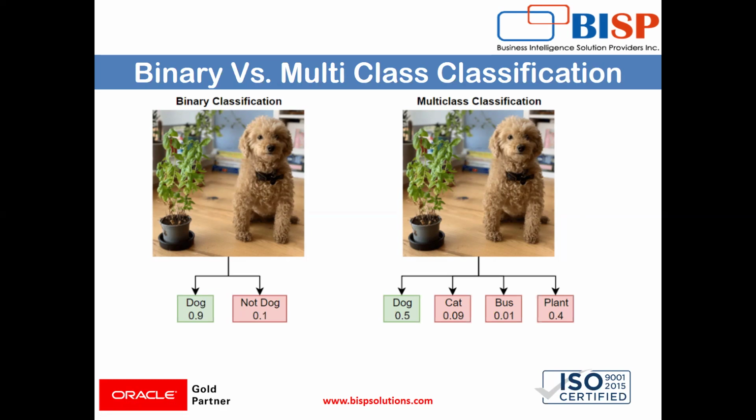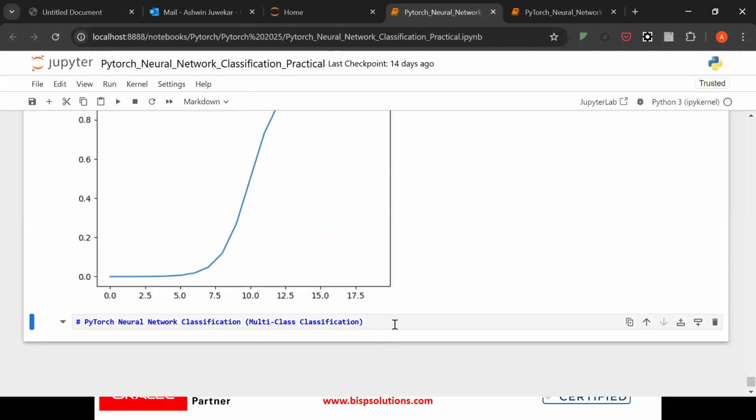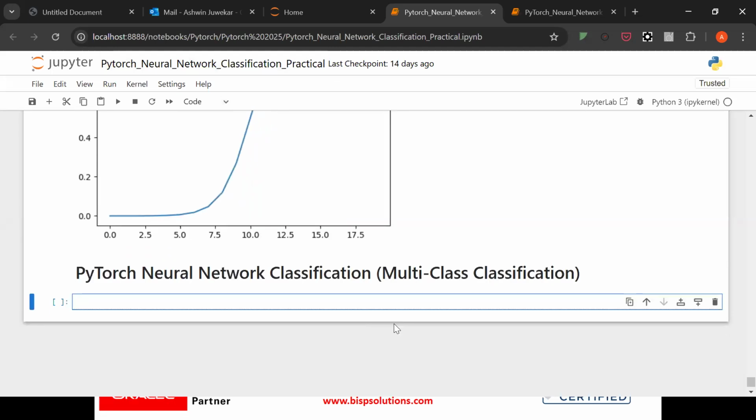So let me show you with an example. First of all, I will run some code and then I will explain exactly how it is done. So, PyTorch neural network classification, that is the multi-class classification. This is what we are going to see today, how it works. Let's start.